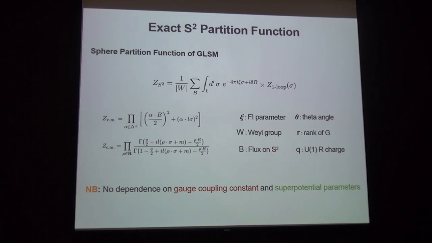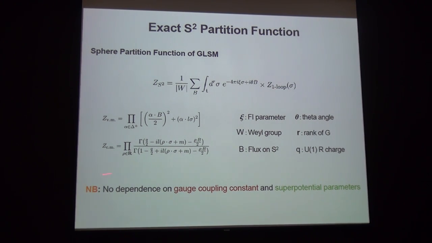B is the quantized flux on the two-sphere. And this is the ordinary integral over the vacuum expectation value of one of the real scalar fields in the vector multiplet. We have a classical action contribution here, where C is a Fayet-Iliopoulos parameter, theta is a two-dimensional theta angle, and finally, we have one-loop determinants from the vector multiplet and chiral multiplet, which are properly regularized. Here, alpha denotes the positive root of the gauge group, rho is the weight of the representation R with the chiral multiplet, and finally, this Q represents the U(1)R charge of this chiral multiplet, and this is an exact answer.